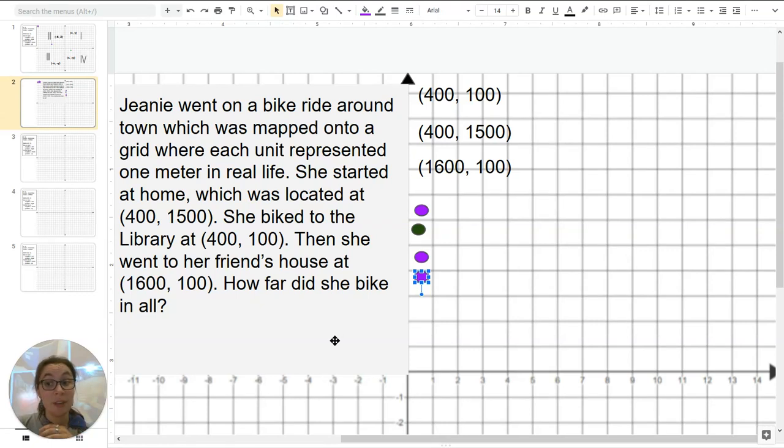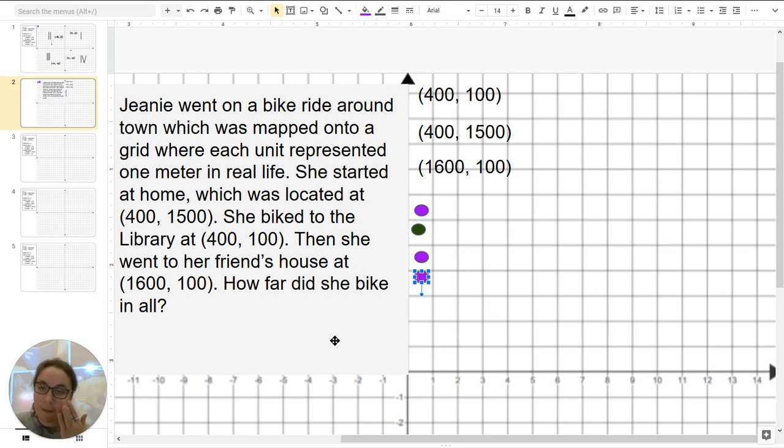This is example 2 of lesson 4.4, quadrilaterals on the coordinate plane. Talking about our friend Jeannie. She went on a bike ride around town, which was mapped onto a grid where each unit represented 1 meter in real life. She started at home, which was located at 400, 1500.